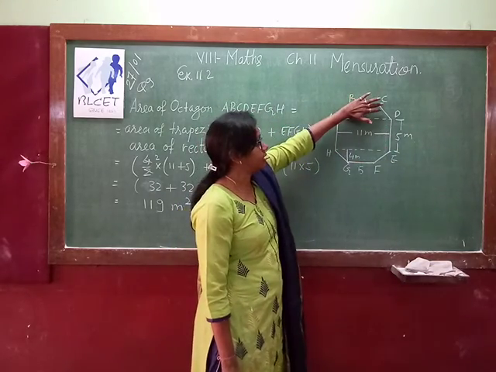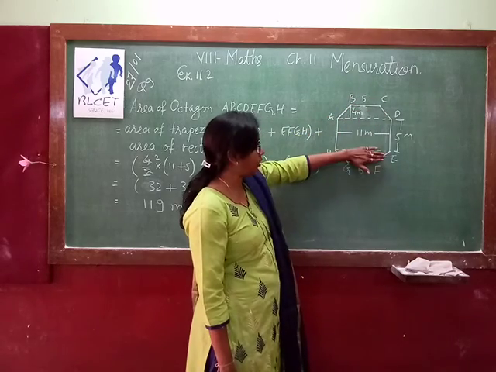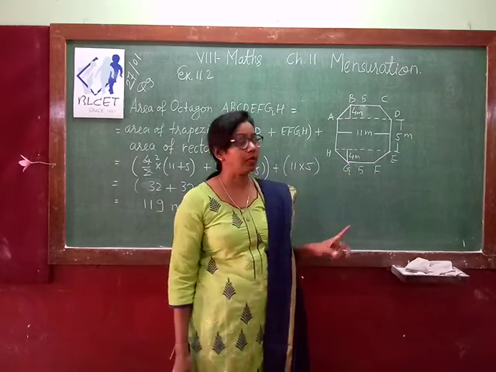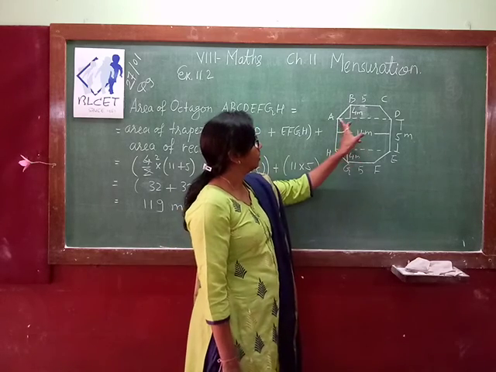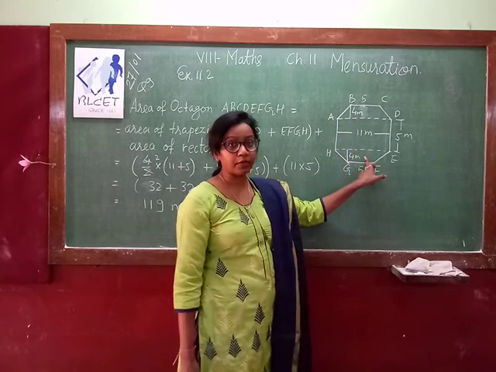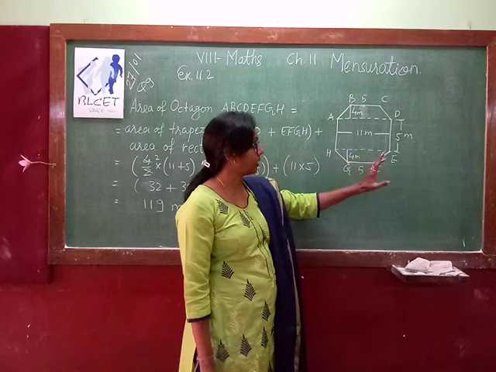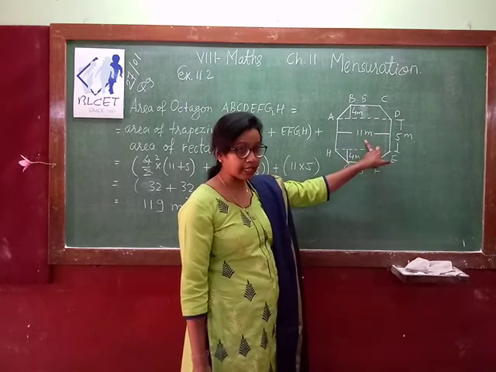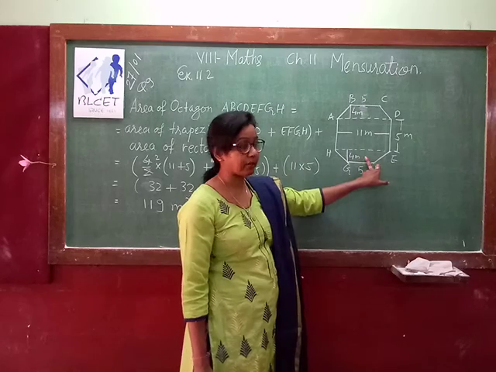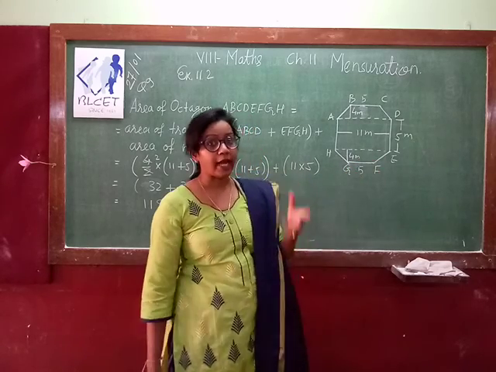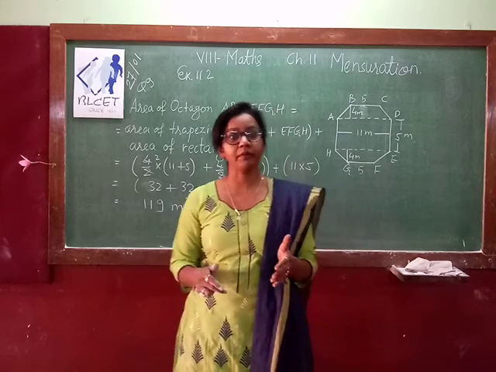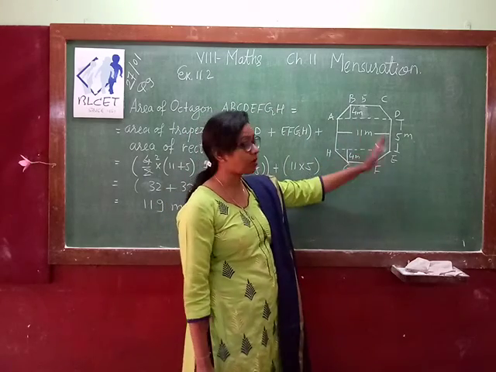This is in the shape of a trapezium, so the bottom is also in the shape of a trapezium, so the measurements are almost equal. When you divide this octagon into three parts, the first part is your trapezium, this is your rectangle, and this is again your trapezium. So we have to find the area of two trapeziums and one rectangle. When you club them, you will get the total area of this octagon.